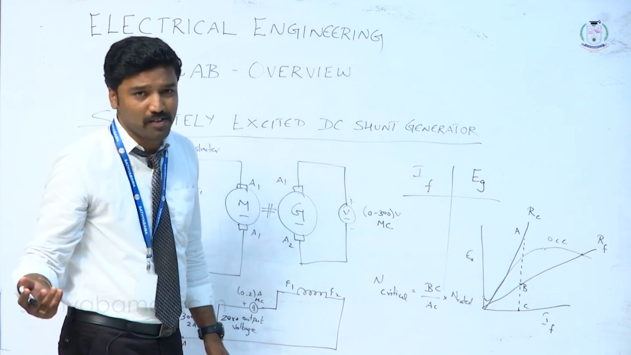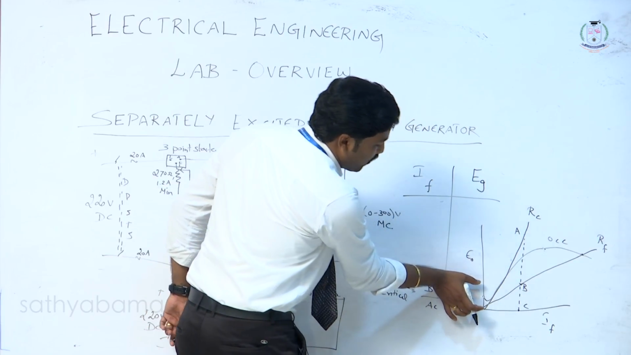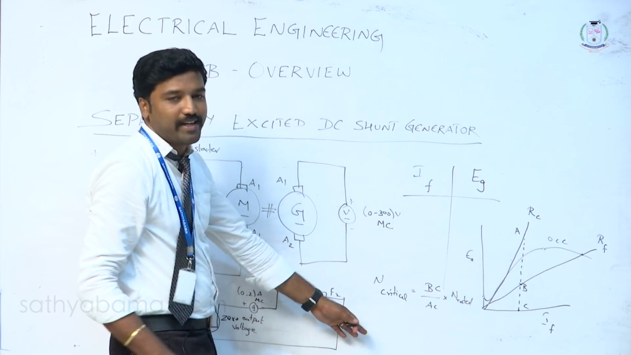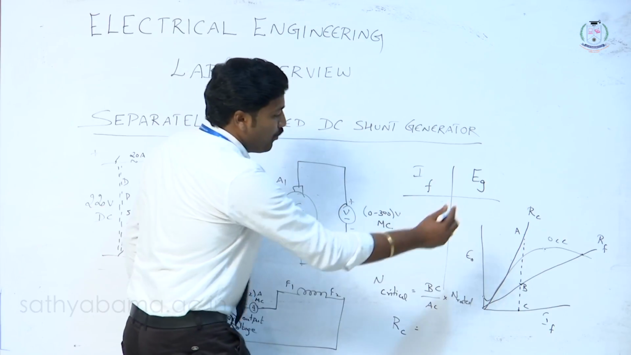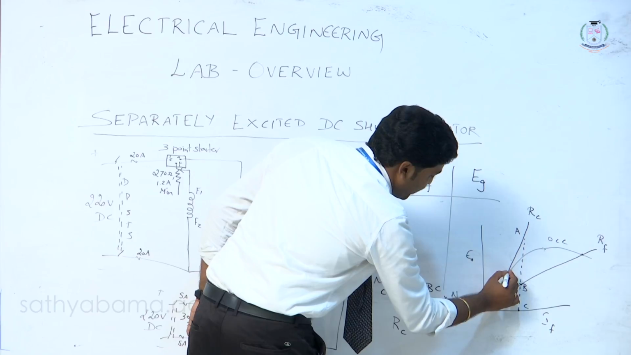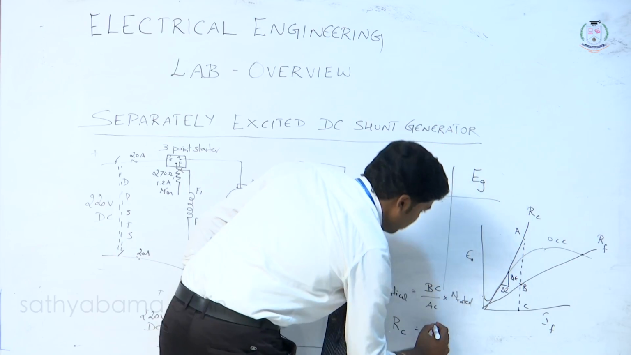N rated is nothing but 1500. BC is nothing but the value read from your scale, the value recorded according to your voltage, divided by AC, which together gives your critical speed. And you are also supposed to find the critical resistance RC. To find that, we have a slope line, and you take a triangular representation of the slope. So del E divided by del I gives your RC.